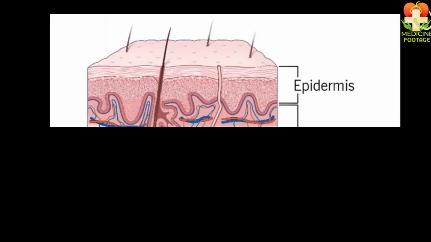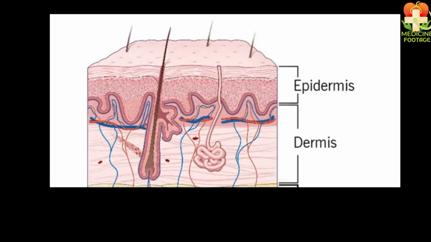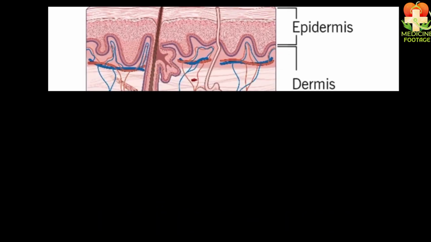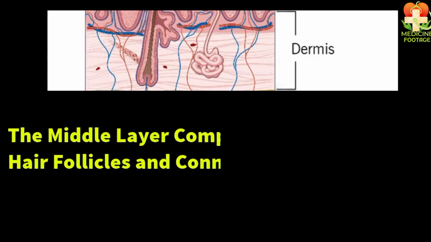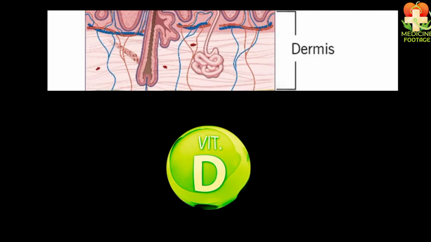Now, let's talk about the layers of the skin and the function of these layers. I have already mentioned earlier that there are 3 layers of the skin: the epidermis, the dermis, and the hypodermis. The epidermis is the outermost layer of the skin. It serves as a barrier to protect the body. That means that no harmful substances can penetrate through it. The middle layer is the dermis, which contains sweat glands, hair follicles, and connective tissues. It's also the layer through which the skin produces vitamin D in the presence of sunlight.